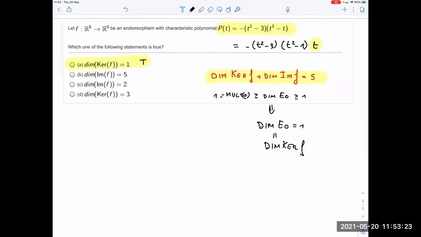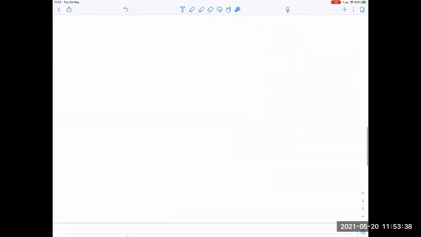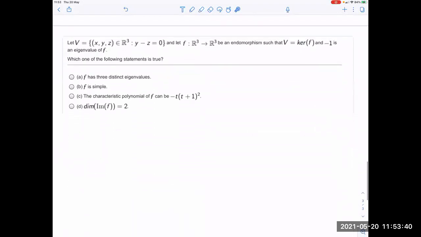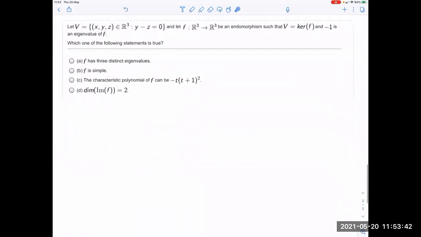So if the kernel has dimension 1, the image will have dimension 4. So these two are false. And since the dimension is 1, also the last one is false. Okay, this was an easy one. Okay, let's move to the last one we had in the row. Yeah, here it is.